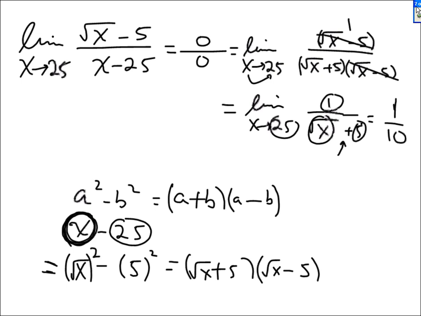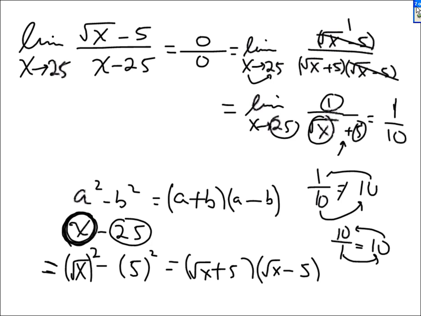And 1 over 10, a lot of students write, oh, that's 10. Nonsense. I know it's not. 10 times 10 is not 1. 1 over 10 is not 10. If you have 10 divided by 1, then you get 10, because 1 times 10 is 10. So, one problem, 2 ways of doing it.